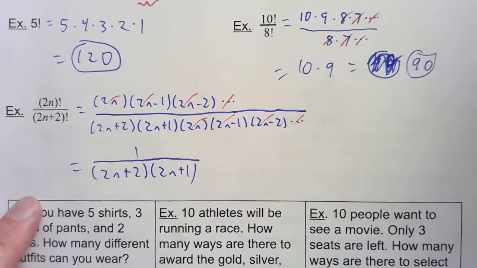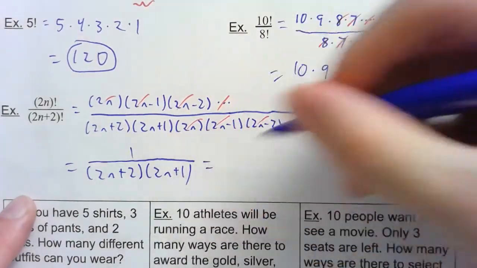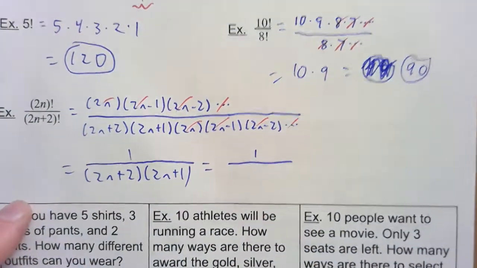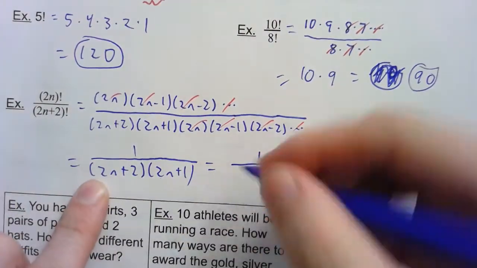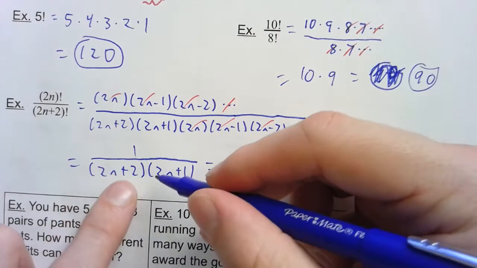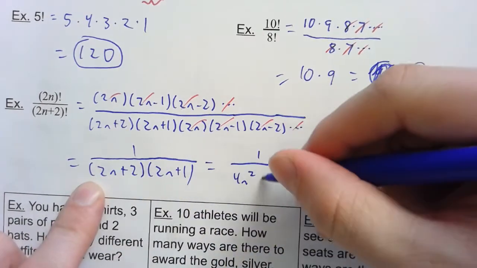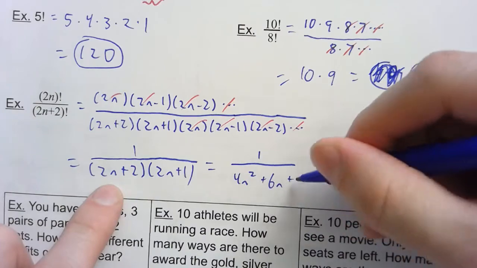That's 1 right there. So 1 over that, and then we should simplify this here. On the test, the directions would be simplify. Simplify, we do have to multiply it out. So we'd have 4n squared, and then we'd have 4n plus 2n, that's 6n, and then plus 2.